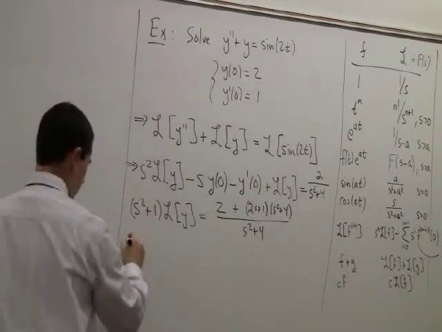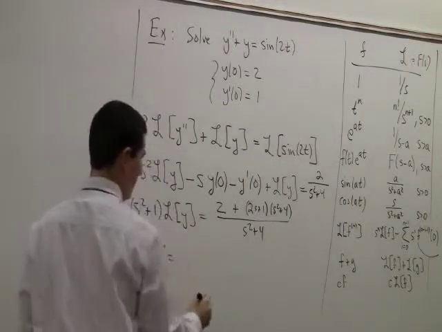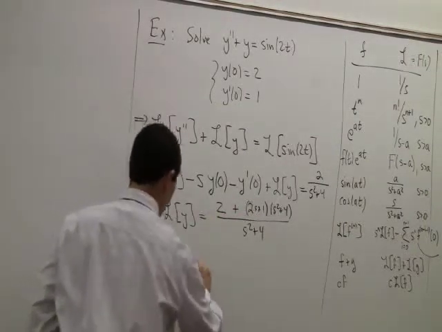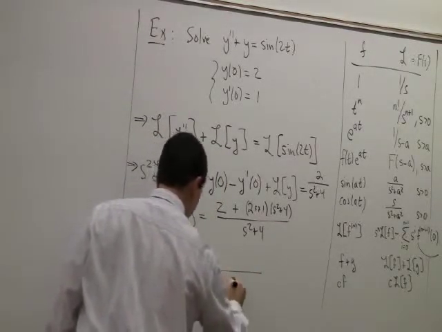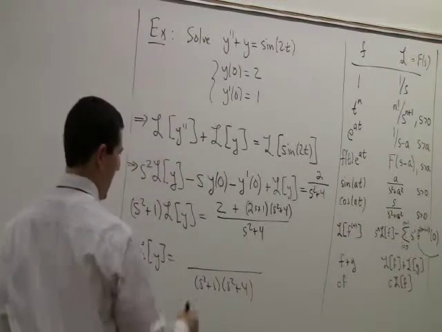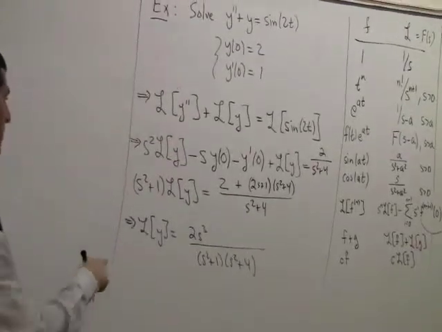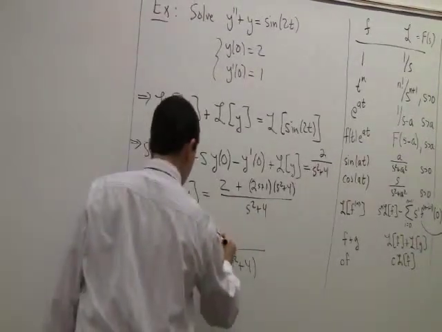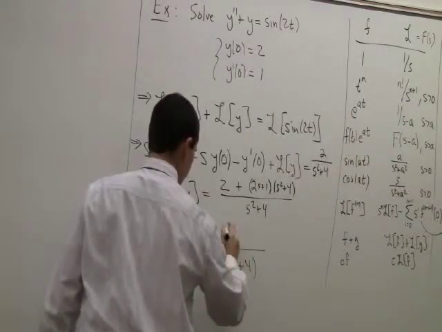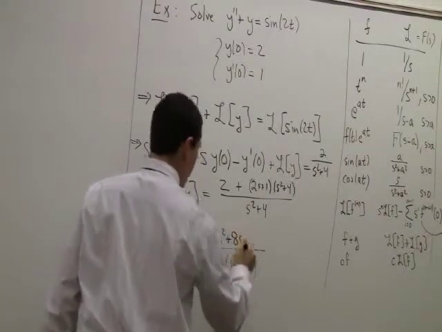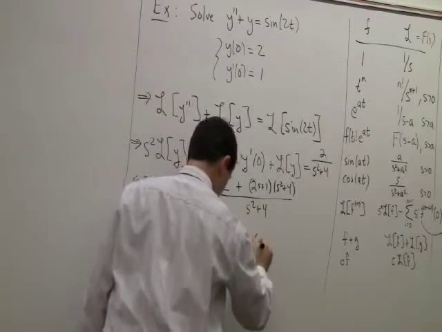And then I have to divide, so I get L of y equals, well, let's expand this on top after we multiply on the bottom. So we're going to get s squared plus 1 times s squared plus 4. And on the top, we'll get 2s cubed, and then 8s, and an s squared. Let me put the s squared first. And then my 8s. And then I have plus 4 and plus 2 is plus 6.